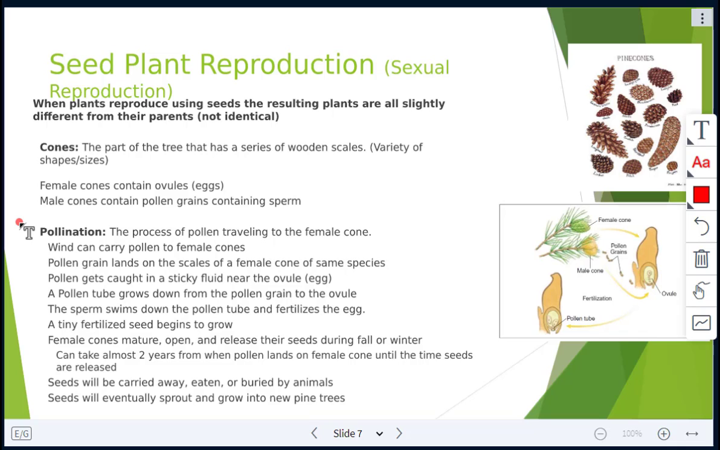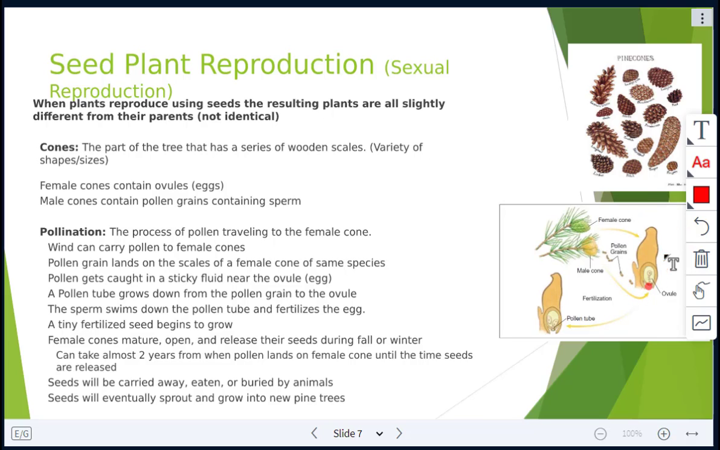That is the process of pollination. So this can occur by, for example, wind. Wind can carry pollen to the female cones. So for example, in this diagram here, which is from the textbook, we have the female cone here, and then we have the male cone here. All right, so the male cone has these little structures here called the pollen grains.